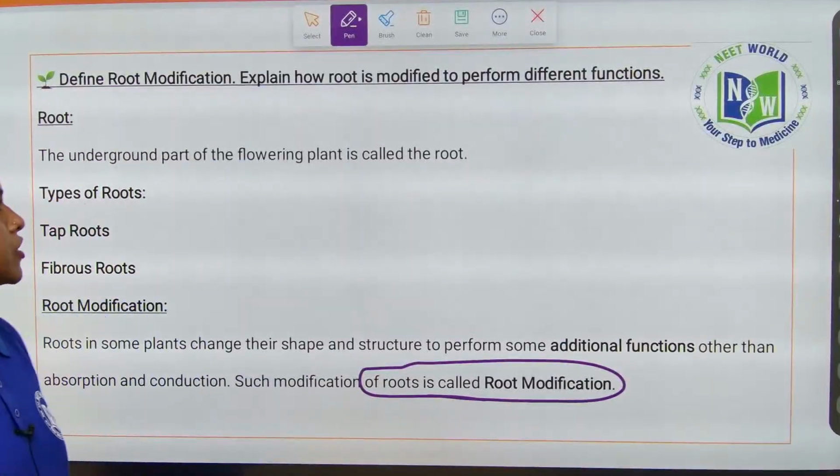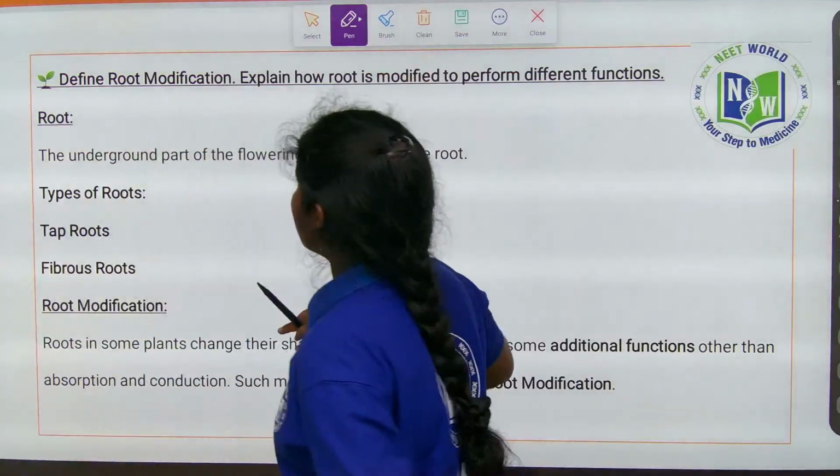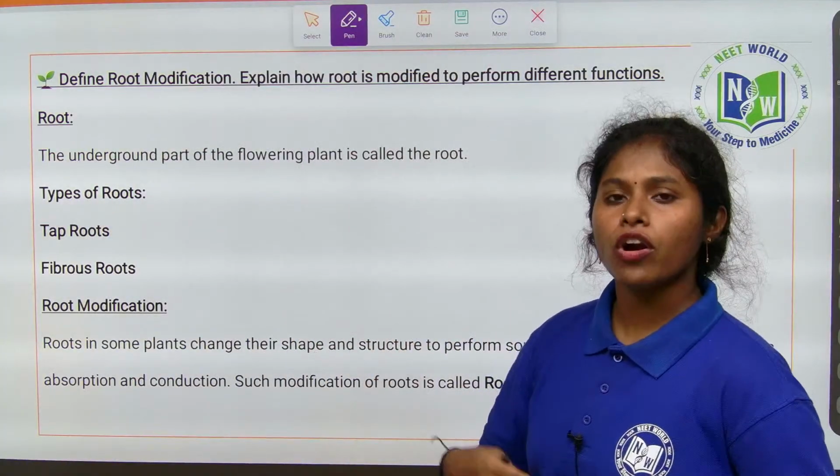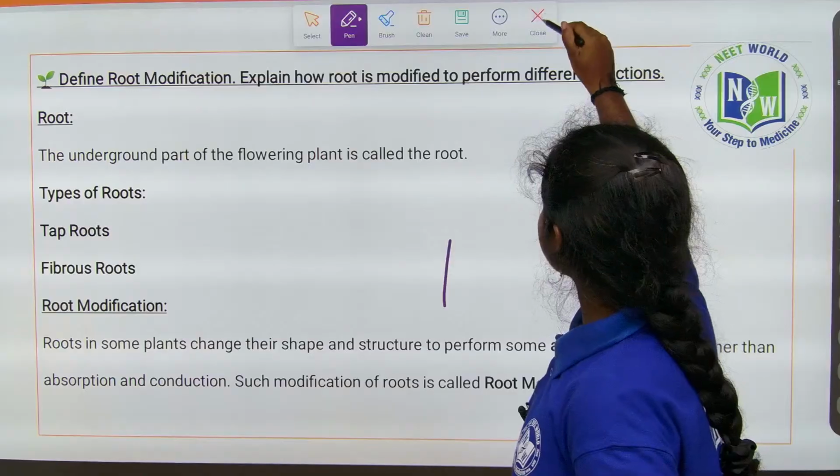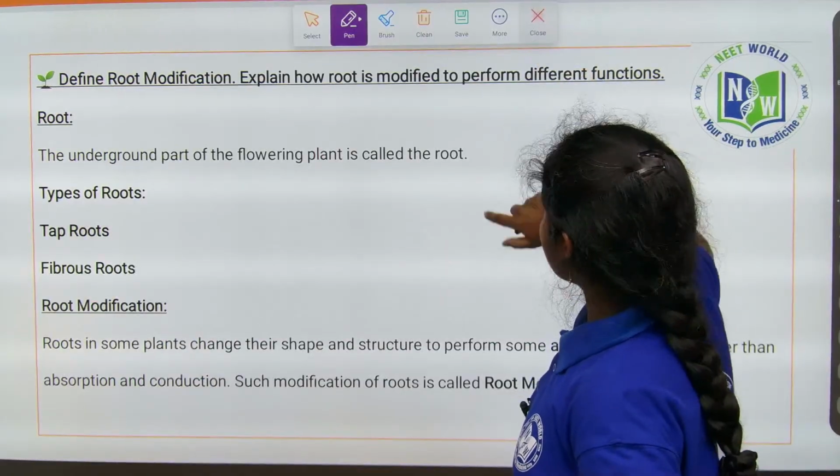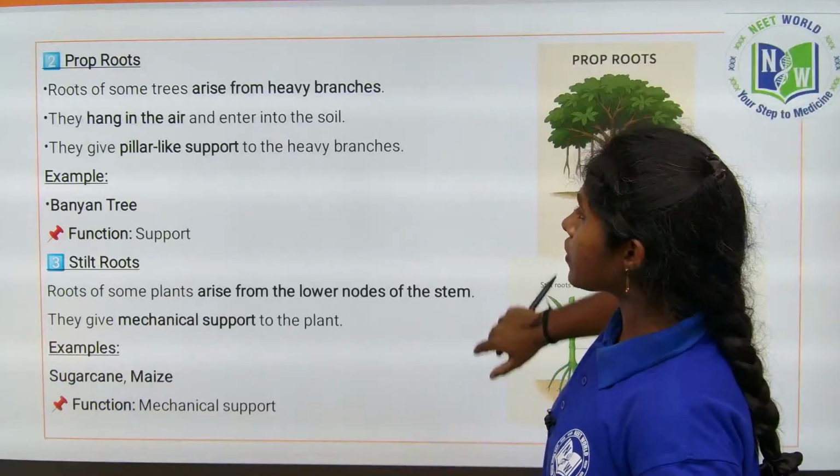Okay, so let's see, students. Why is the modification happening? See, one minute. Why is the modification happening?